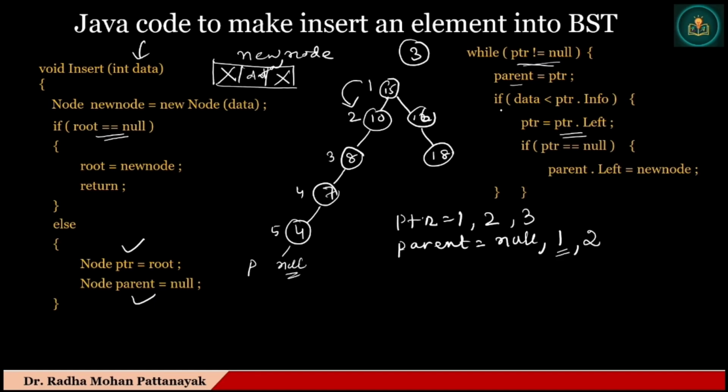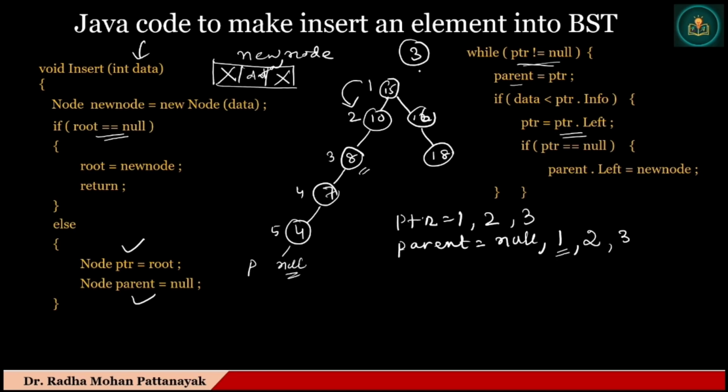I hope everybody understood. Now I will check whether PTR equals null. No, PTR equals 3. Then go to the while loop again, start from the beginning. So parent equals PTR. Now parent will update with 3. Clear? Because the previous value of PTR equals 3. Now parent will become 3. Now, 3's information equals how much? 8. Check 8 with 3.